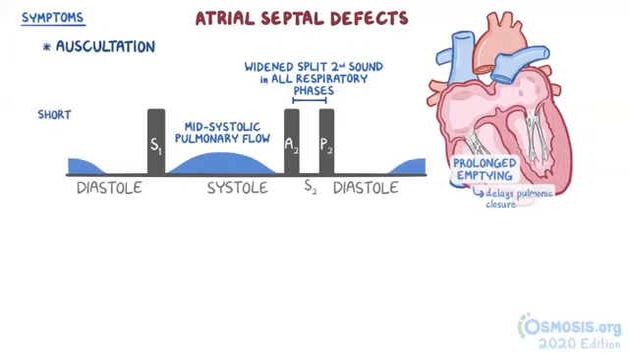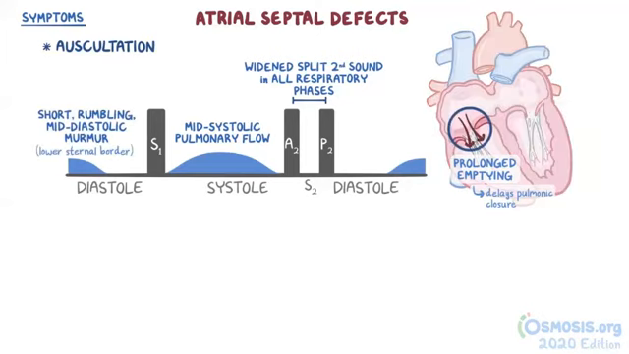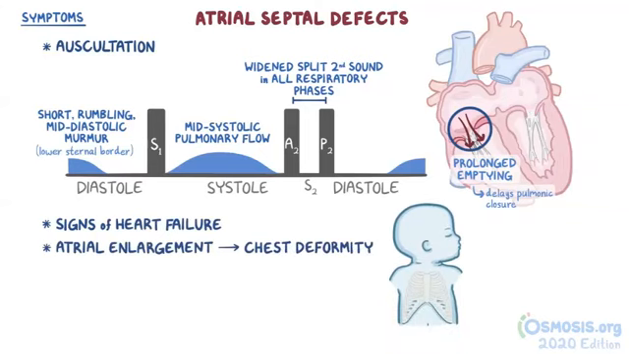An additional short, rumbling, mid-diastolic murmur might be heard along the lower sternal border due to increased blood flow across the tricuspid valve. Over time, the individual might present signs of heart failure. In some cases, atrial enlargement leads to chest deformity with transverse depressions along the 6th and 7th costal cartilages, which are known as Harrison grooves.